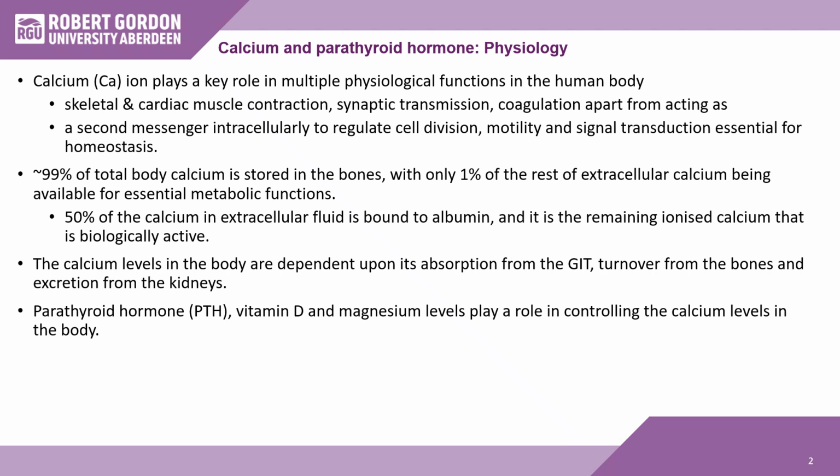Of this, 50% in the extracellular fluid is bound to albumin, and it is the remaining ionized calcium that is biologically active. The calcium levels in the body are dependent upon the absorption from the GIT, turnover from the bones, and excretion from the kidneys. So parathyroid hormone, vitamin D, as well as magnesium levels play a role in controlling calcium levels in the body. I think from this you can see that malfunction in any of these, or quantities of any of these, can cause an imbalance in this particular system.